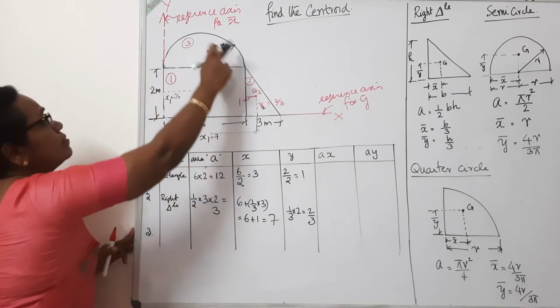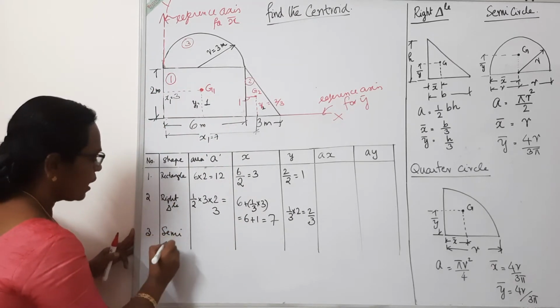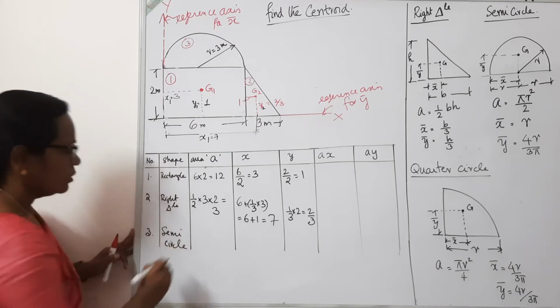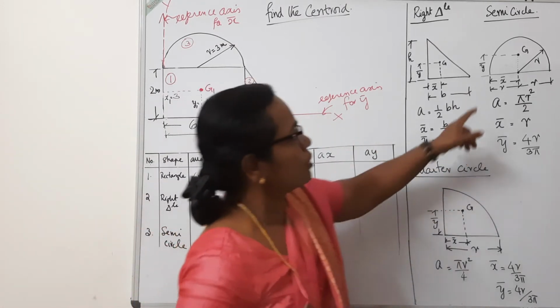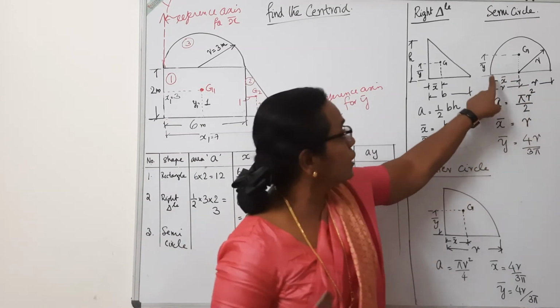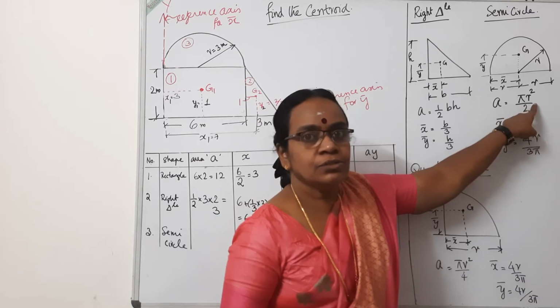The third area is a semicircle, half of a circle. For a circle the area is pi r square, so the area of the semicircle is half of pi r square, or pi r square by 2.